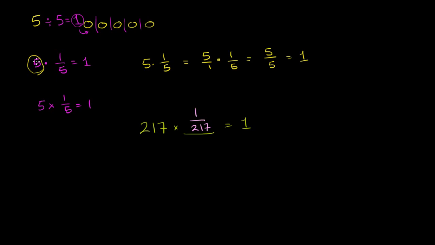Another way to think about it is if I have 5 things, and if I were to take 1/5 of those 5 things, how many things do I have? Well, if I take 1/5 of 5 things, I have exactly 1 thing right over here. But the general idea is super duper duper simple.